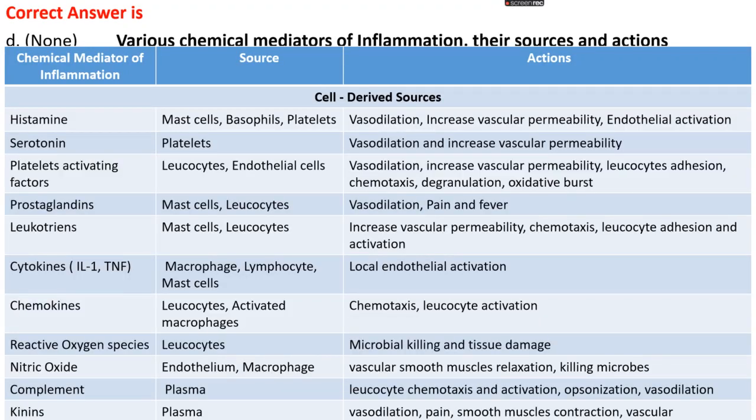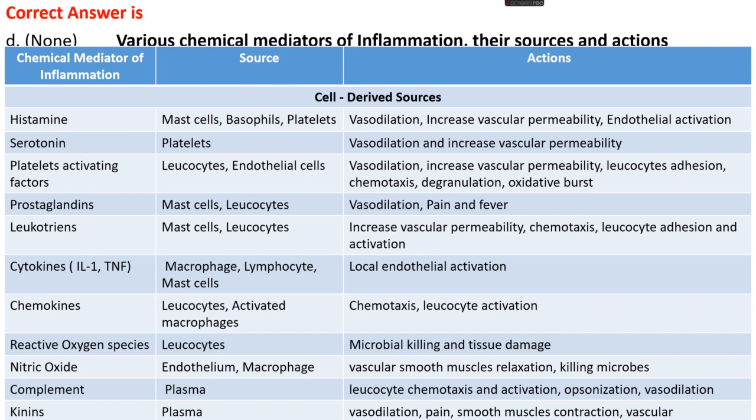Okay, for various chemical mediators of inflammation, their source and actions, we can see that there are cell-derived sources, that is histamine. Histamine is mainly produced from mast cells, basophils, and platelets, and the main function of histamine is vasodilation, increased vascular permeability, and endothelial activation. Similarly, serotonin is also released from platelets and it also causes vasodilation and increased vascular permeability.